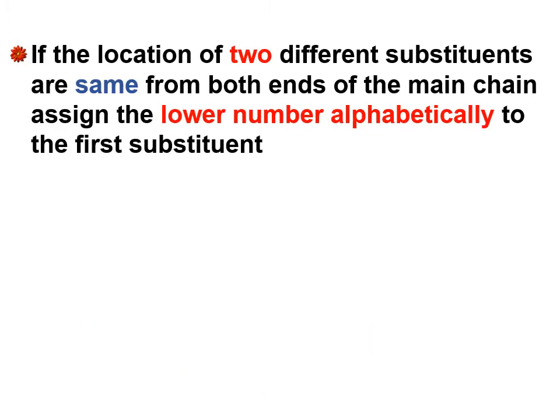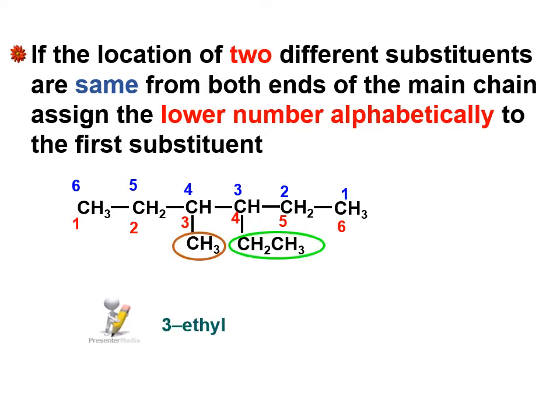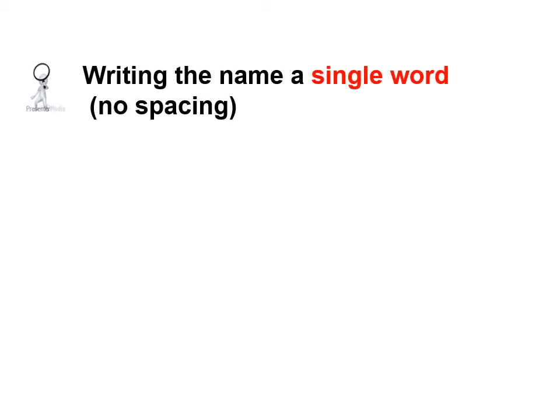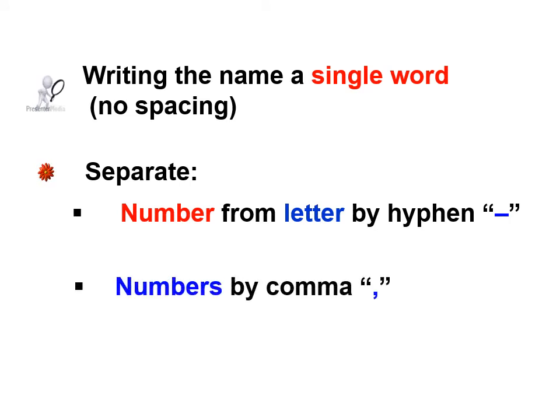If the locations of 2 different substituents are the same from both ends of the main chain, assign the lower number alphabetically to the first substituent. Example: in this case, the answer is 3-ethyl, not 3-methyl. Lastly, writing the name as a single word means no spacing. Separate numbers from letters by hyphens and numbers by commas.